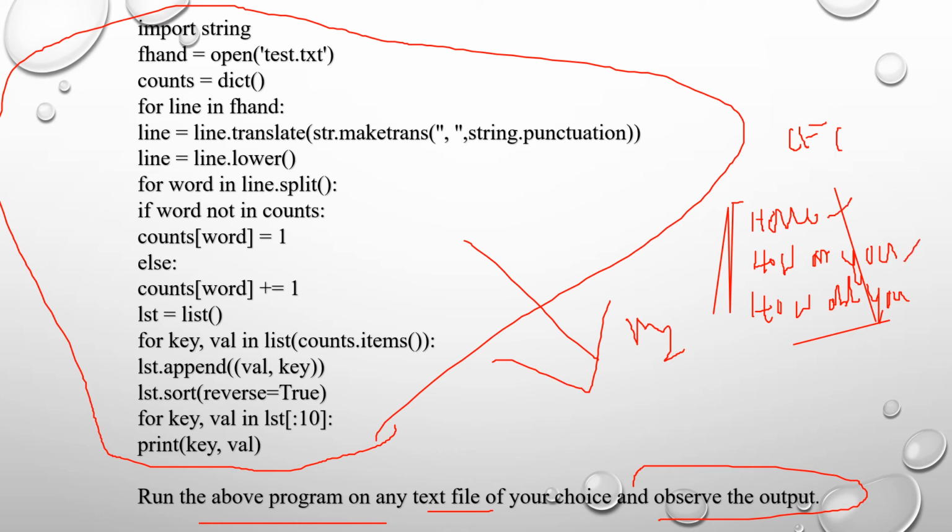So if you run this code, the most commonly used word is how here. The occurrence is 2 times. If you open this file, the output is how. The how is the most commonly used word in my file.